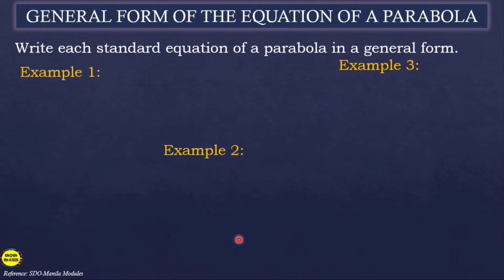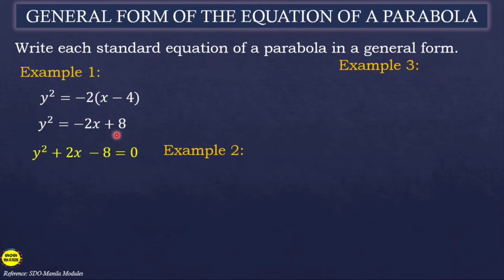Okay, for example, write each standard equation of a parabola in general form. First, we have y squared is equal to negative 2 times the quantity of x minus 4. So, madali lang naman ang mag-process nito. I-multiply lang natin si negative 2 sa loob ni x minus 4. Okay, so that is copy y squared. Negative 2 times x, that is negative 2x. Negative 2 times negative 4, that is positive 8. And then, lipat lang natin si negative 2x doon sa kabilang side. So it will become y squared plus 2x minus 8 is equal to 0.